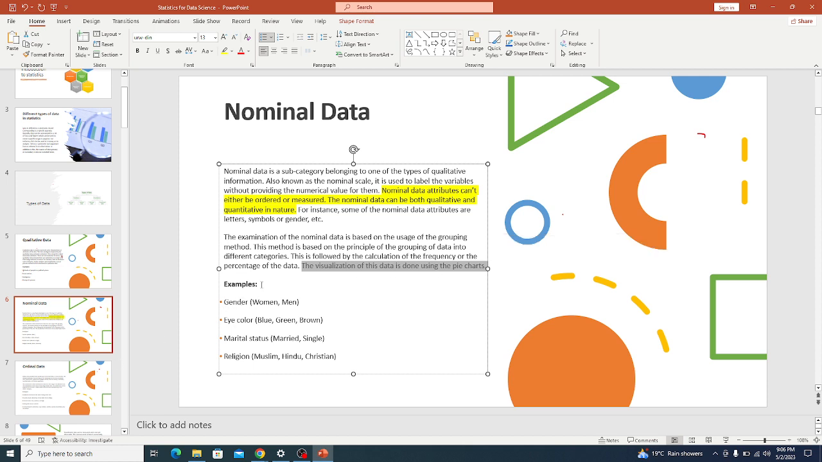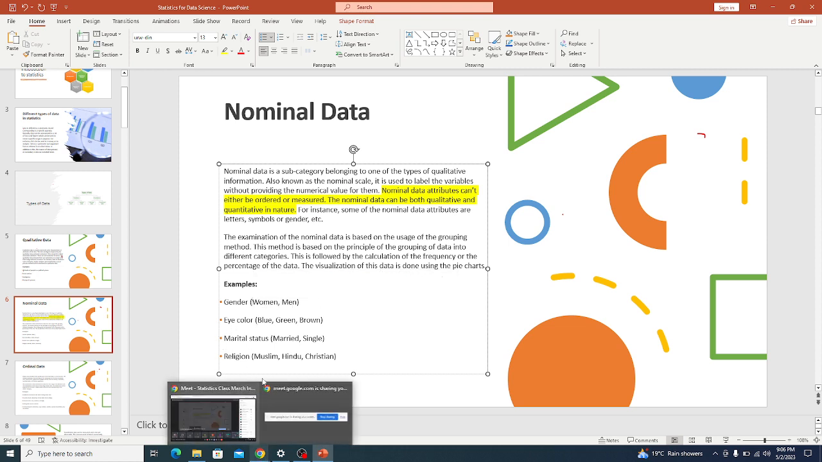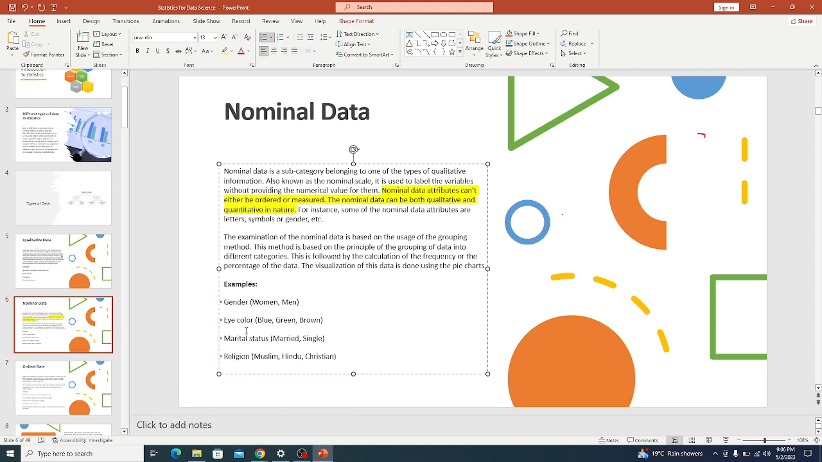Otherwise, we have some examples of nominal data. That is, we have gender, whereby under gender we can categorize into different variables, men and women. We have eye color. Under eye color we can further categorize, either they are blue, brown, or green.